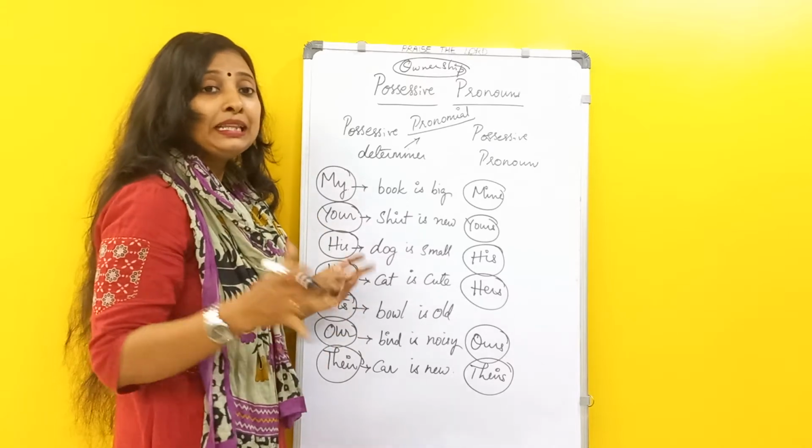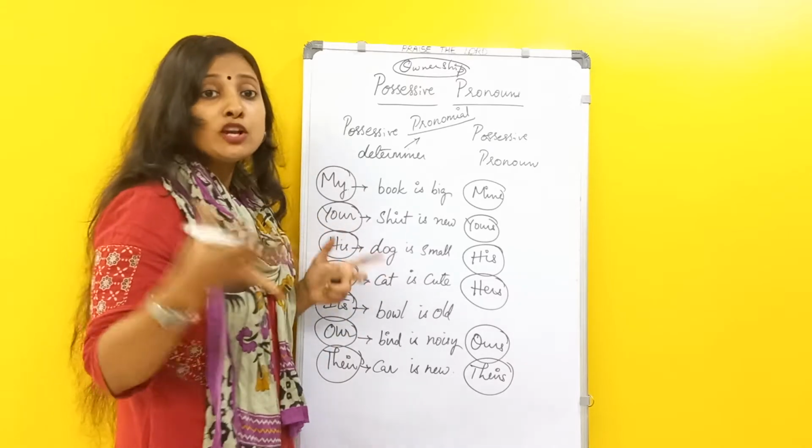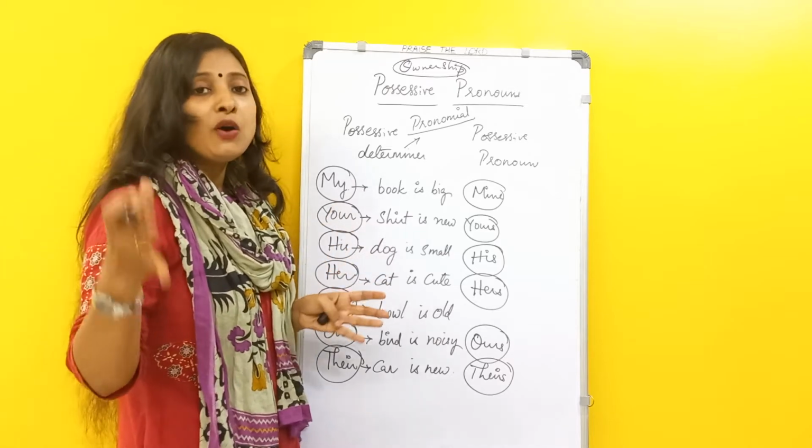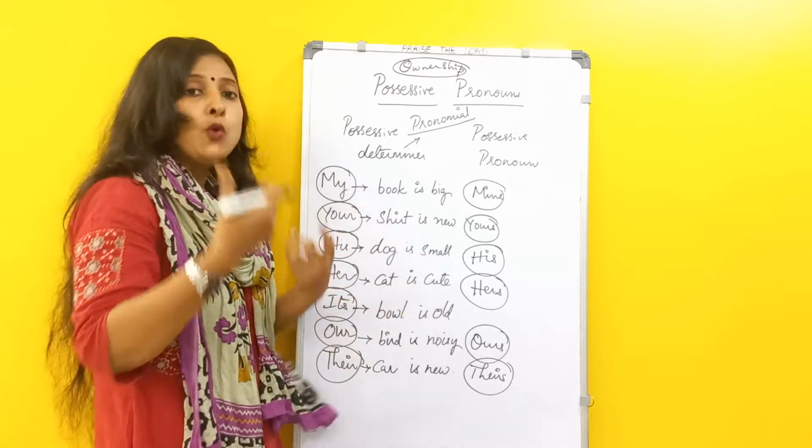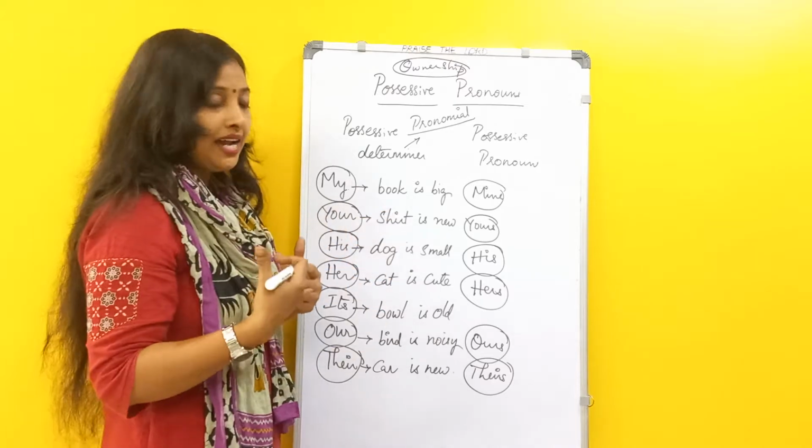So how do you say it? The big book is mine. I am the owner of that big book. Okay? How are we saying it? We are actually owning it. The big book is mine.